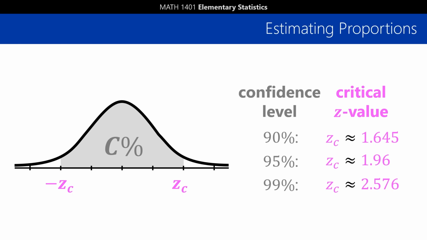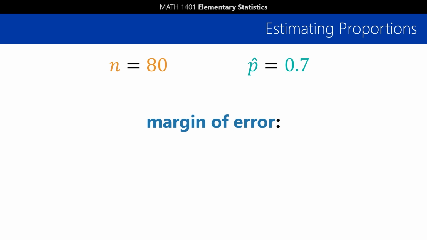The nice thing here is that for a given confidence level, you can always use the same critical z-value. For example, anytime you build a 95% confidence interval, your critical value is always going to be 1.96, every single time. And since 95% is a pretty commonly used confidence level, let's go ahead and use that for our problem. We now have everything we need to calculate our margin of error.